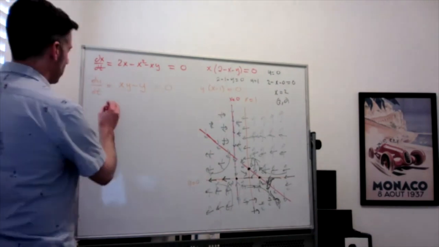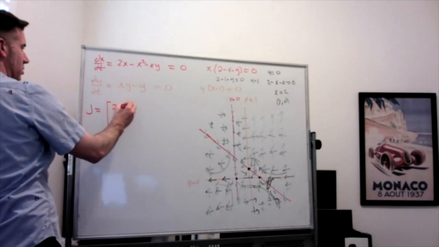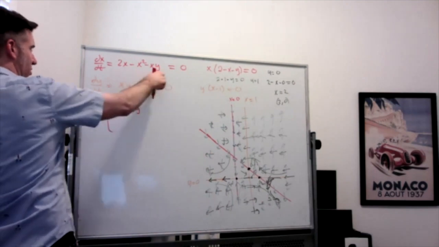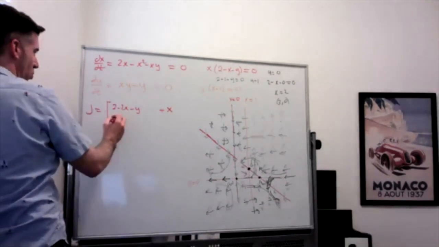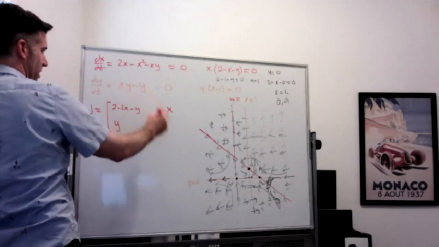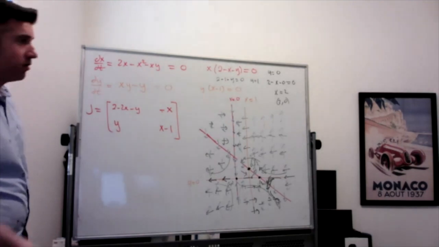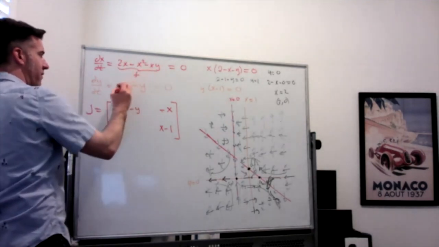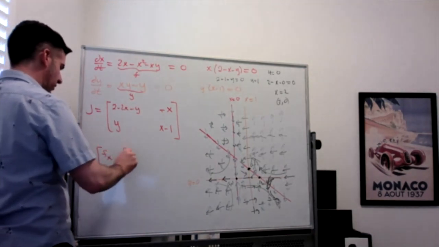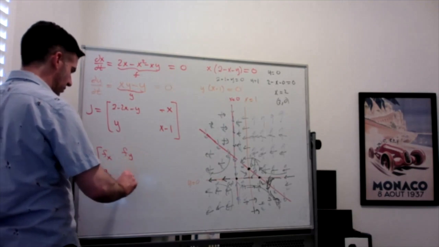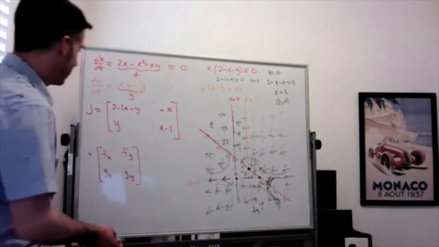So our Jacobian: our partial with respect to x is 2 minus 2x minus y. Partial with respect to y is negative x. Partial with respect to x is y. Partial with respect to y is x minus 1. Remember that this is our function f, this is our function g, and your Jacobian is partial of f with respect to x, partial of f with respect to y, partial of g with respect to x, partial of g with respect to y. That's the Jacobian.